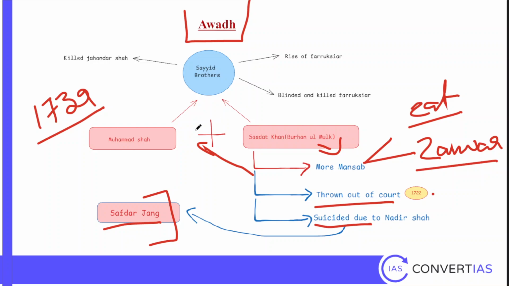Now, once the story is known to you, you should remember the name and the time period. It comes after Bengal, and the founder is Sadat Khan. The year is 1722, and he died because of this.